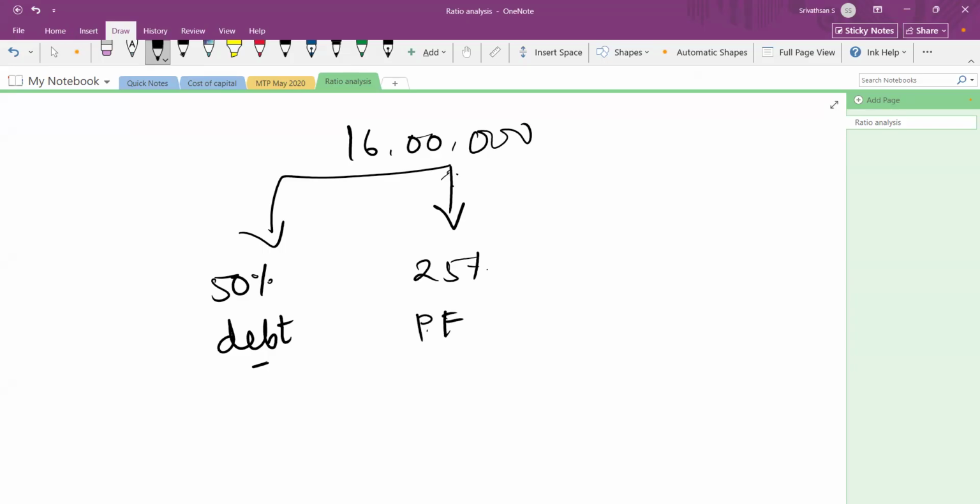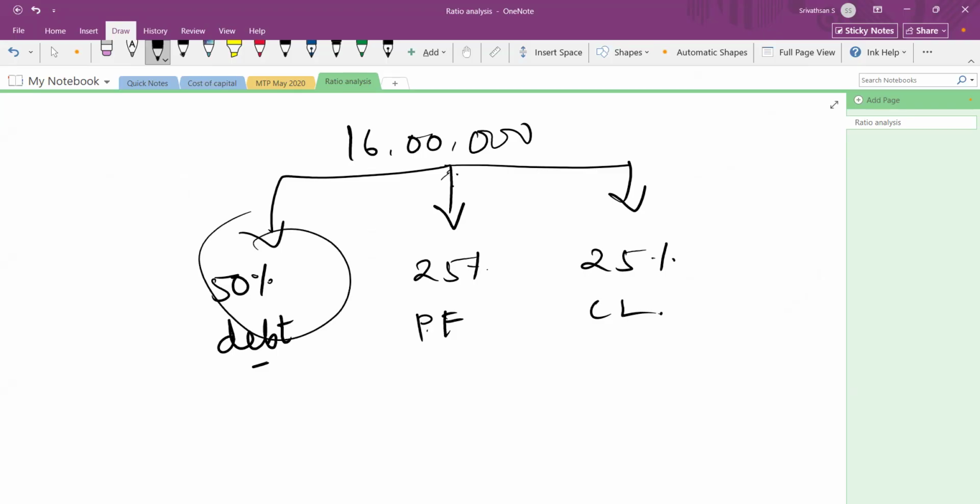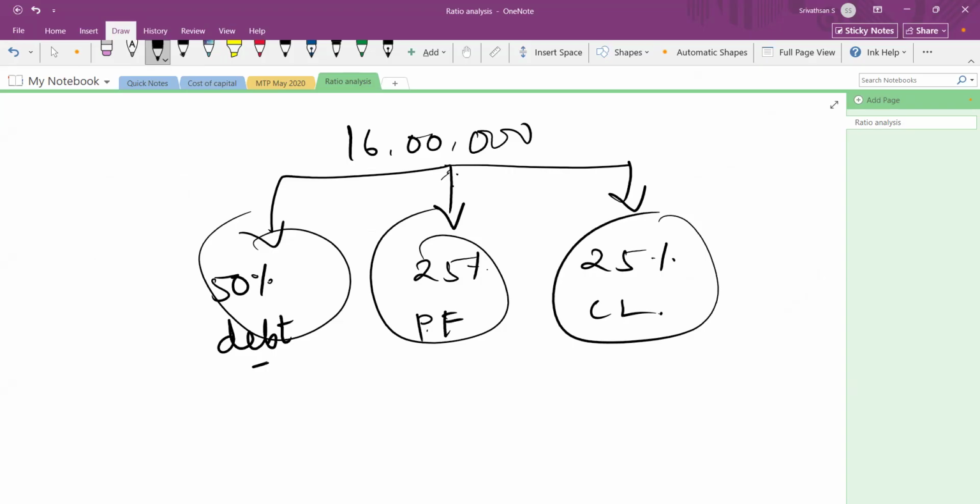You're all understanding how I am getting these numbers. Any doubt? Clear? Now, 50 plus 25, how many percent? 75%. What is that remaining 25 percentage? Remaining 25 percentage is nothing but your current liability. Clear? Any doubt in this? For financing your asset of 16 lakh, we use 50% debt, 25% proprietors fund, 25% is current liability. As simple as that. Got it?